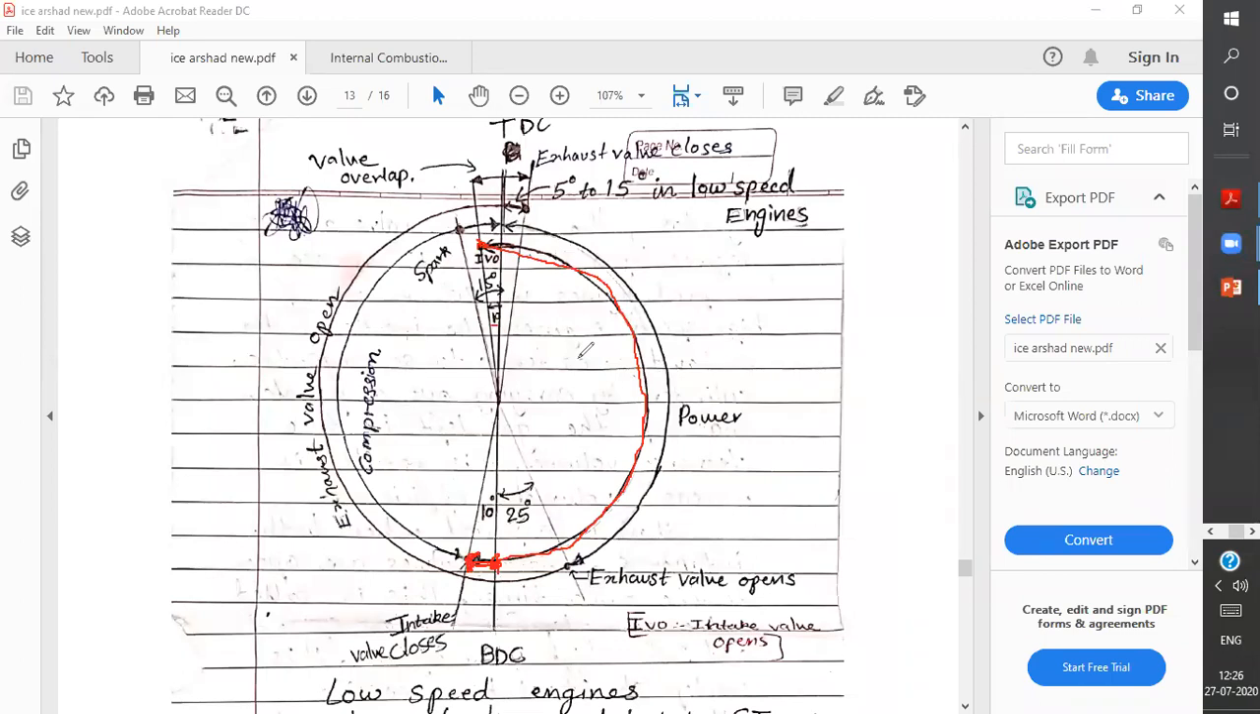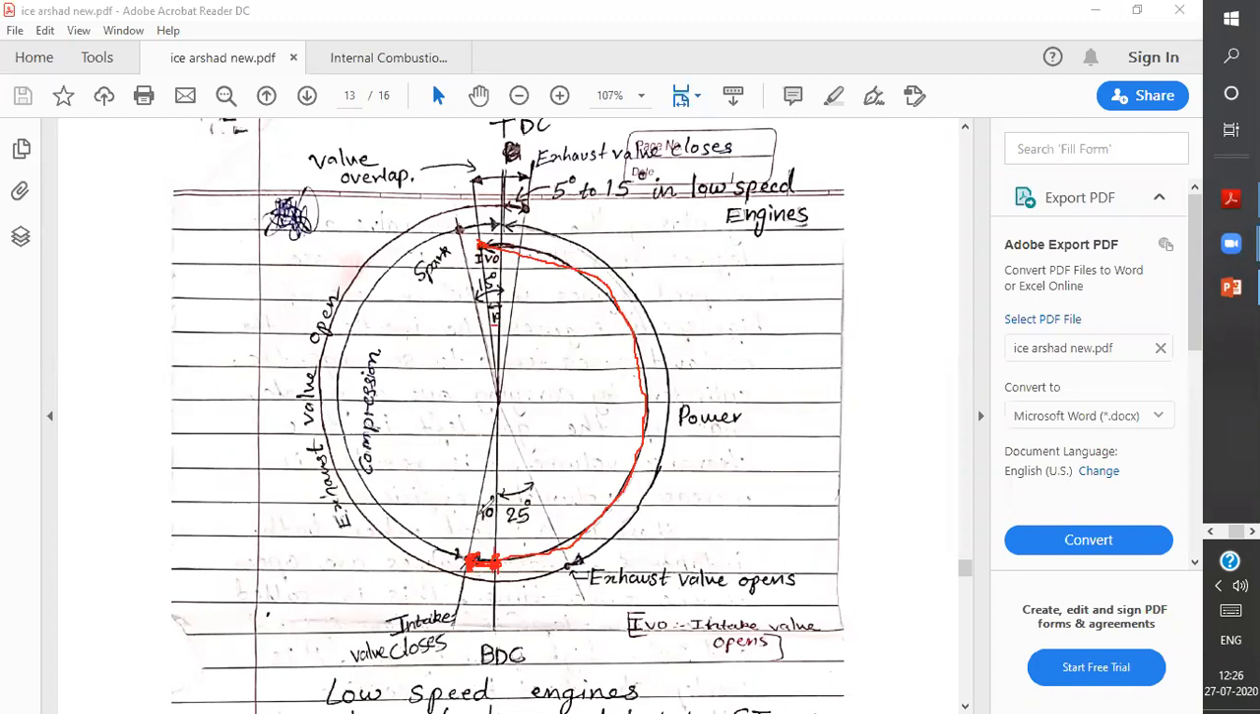And what will happen is that because the piston is moving up, it will not be able to push the fresh charge outside the combustion chamber. Though the piston is moving up from this point BDC to TDC, we are allowing only 10 degrees, just a little bit of rotation of the crankshaft. Then also we are keeping the intake valve open. We are not closing it.